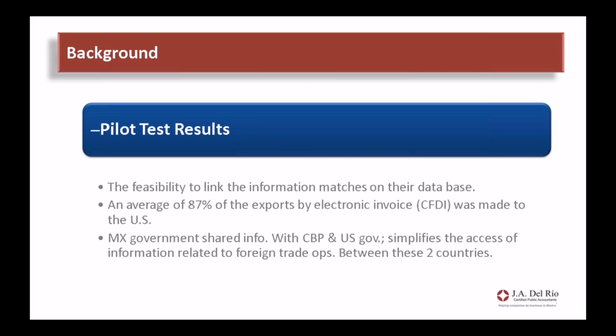So under this, we have the match that the government is making, in this case, with the customs of the US, because from the results of this pilot test, the government realized that 87% of the exportations performed in this pilot test were done with the US. So the government shared this information with the US government, and the US government thought it was very helpful because they can track this kind of operations between these two countries.